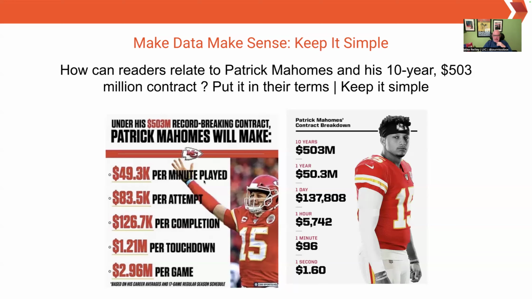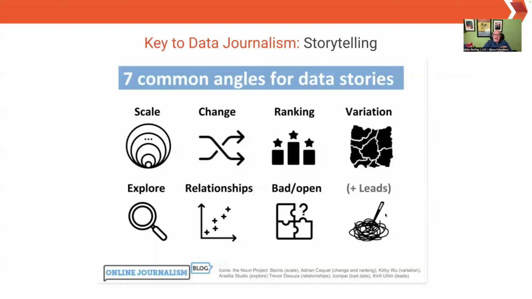They did it by minutes played. So the number of minutes he plays as a player, his average. He makes about $49,000 per minute as he's on the field. $83,000 per attempt every time he drops back to pass. So he took his average number of attempts by year and averaged it into the 503 million over 10 years. Every time he completes a pass, it's worth 126 million. Every touchdown's worth 1.2 million. And every game, he's going to average about $3 million for stepping on the field. Pretty cool. So it helps you make sense of that data.